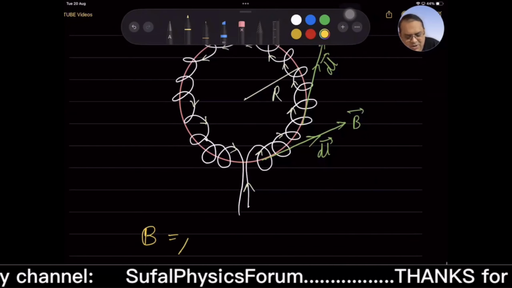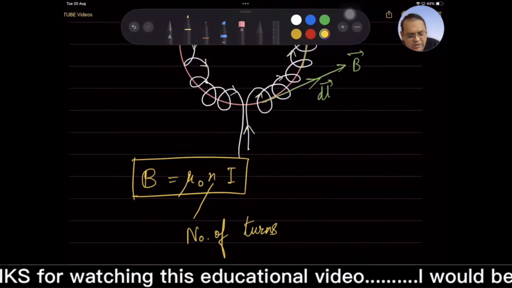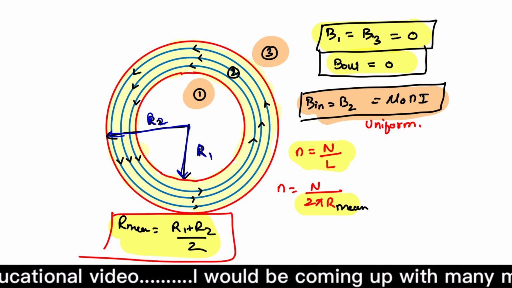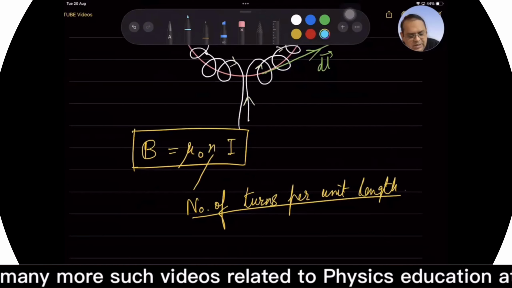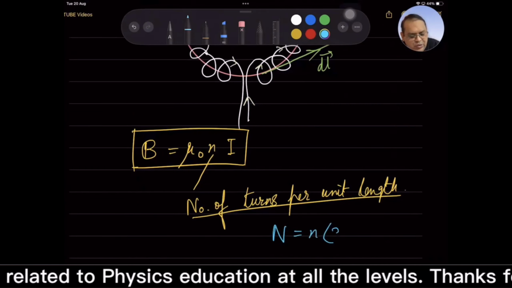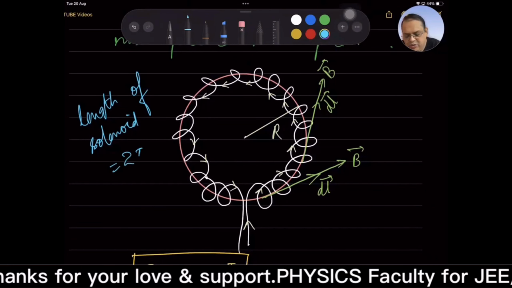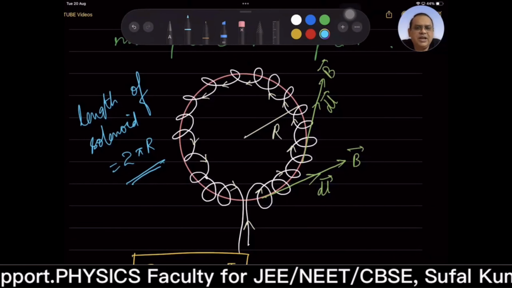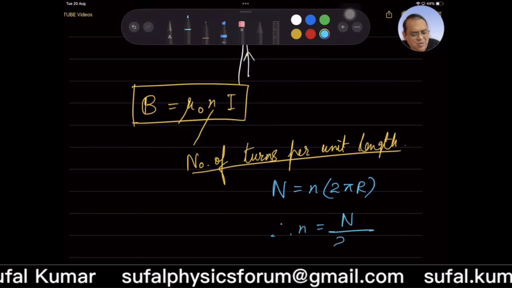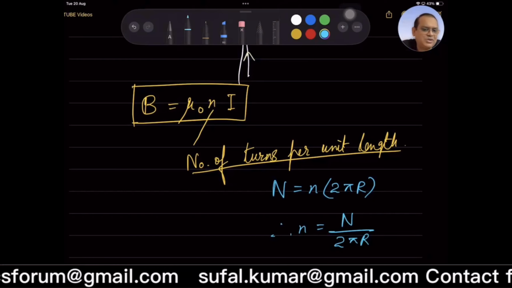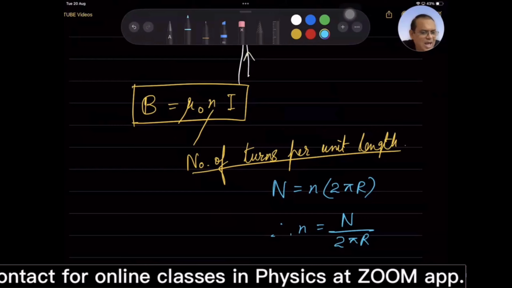Here also B is equal to mu naught n I, where n is the number of turns per unit length, such that n is N upon 2 pi r, since the length of the solenoid is equal to 2 pi r. Here in the given scenario, the length of the solenoid is 2 pi r, therefore n is N upon 2 pi r. Unlike the previous topic, there is a slight variation in n, otherwise the final formula appears the same.